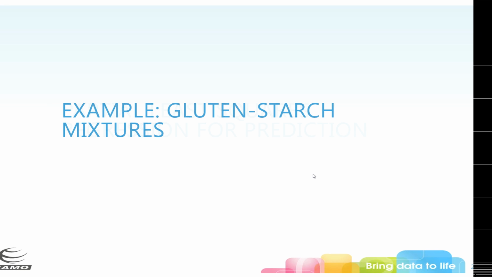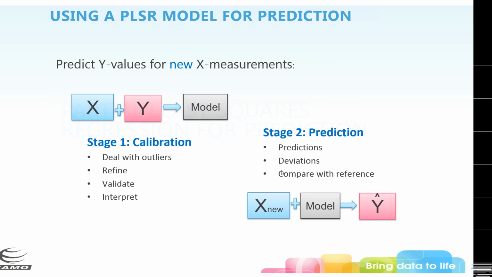So once you have a model, you can very easily apply that to new data, right? So you do your stage 1, your calibration, you deal with any outliers you might have, you refine, you validate, and then you do your prediction. So you do a prediction first on a test set, so things that you know what the Y reference is, just to make sure. That's the proof in the pudding.